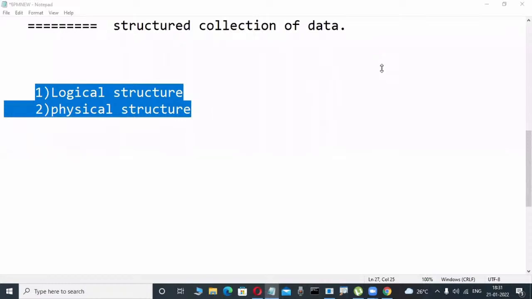Now here, what is logical structure? What is physical structure? Anybody? Okay, some fellows are telling logical structure means logical structure, physical structure means physical structure only. What is logical? What is physical? It is very easy.